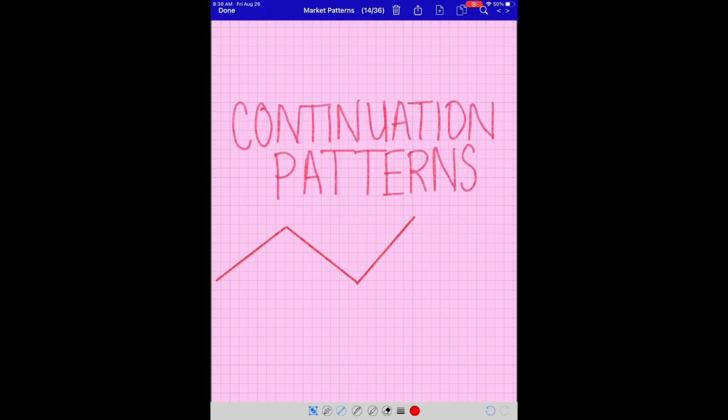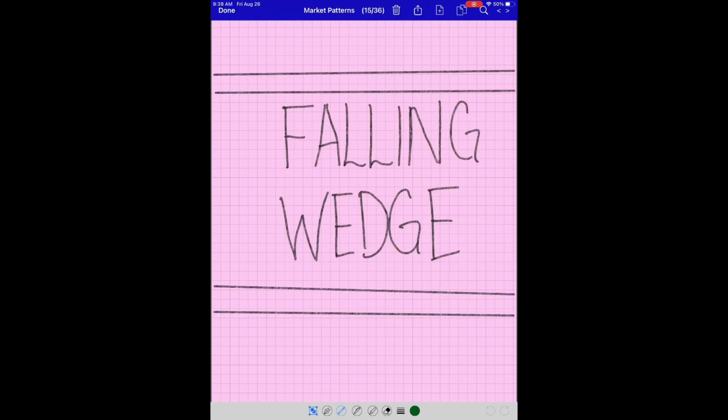Now that we have learned about some popular reversal patterns, let's get into some well-known continuation patterns. First up, the falling wedge. And yes, there is a reversal and continuation pattern called the falling wedge. But don't forget, right now we're only talking about continuation patterns.